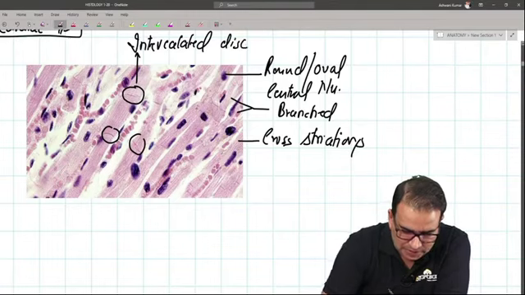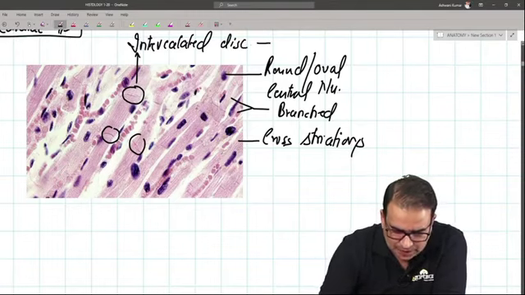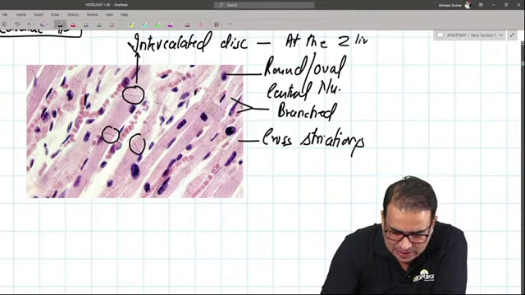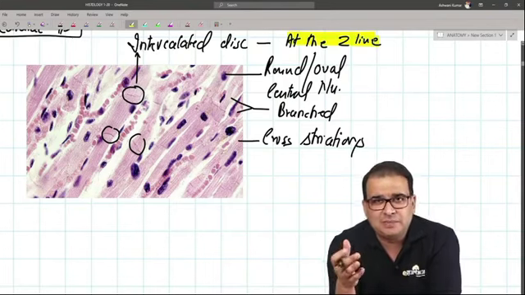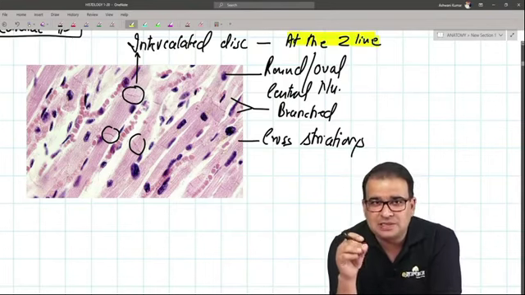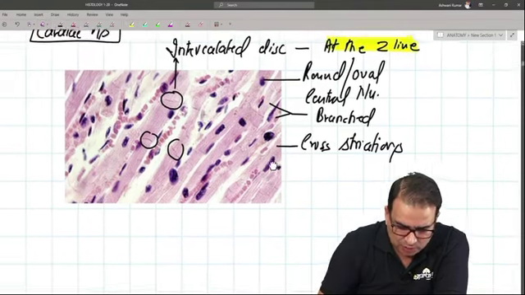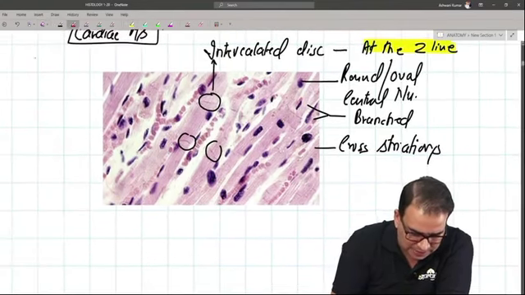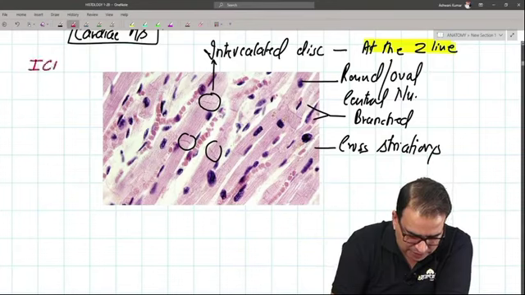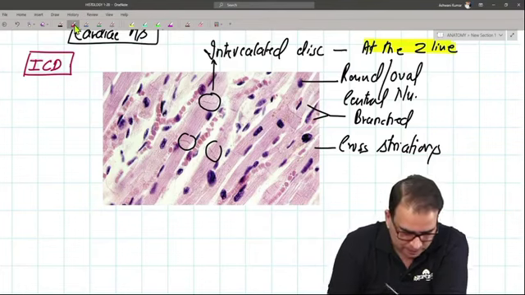This one here is the intercalated disc, and basically the intercalated disc occurs exactly at the Z line of the cardiac muscle. Just like skeletal muscle, even cardiac muscle has a Z line. So that Z line of cardiac muscle is represented by the intercalated disc. If I tell you a bit more about this intercalated disc, guys, I'm writing ICD, intercalated disc.